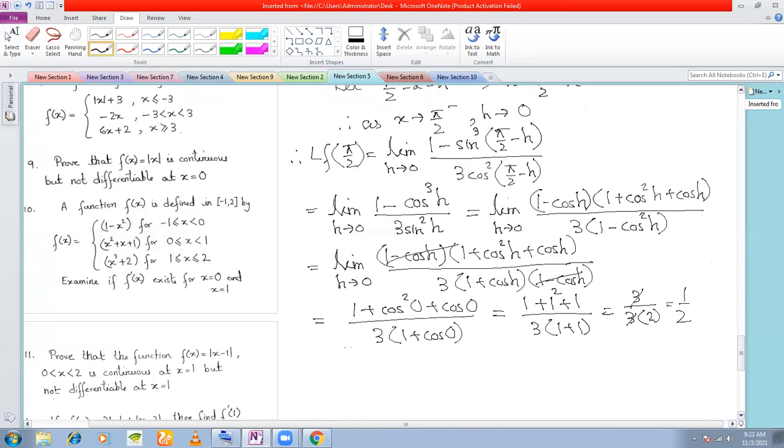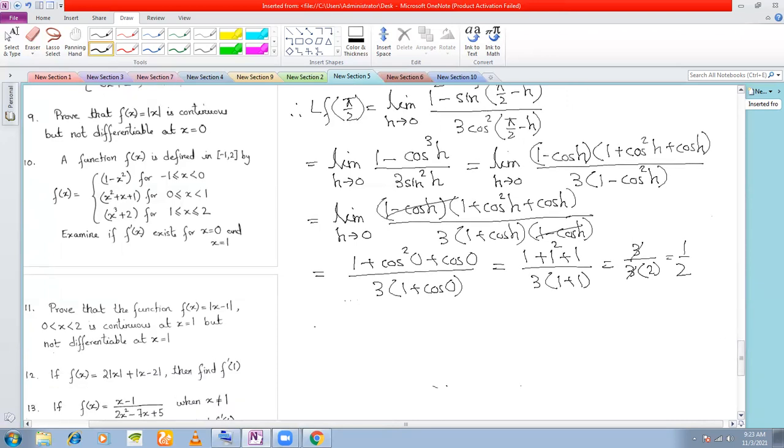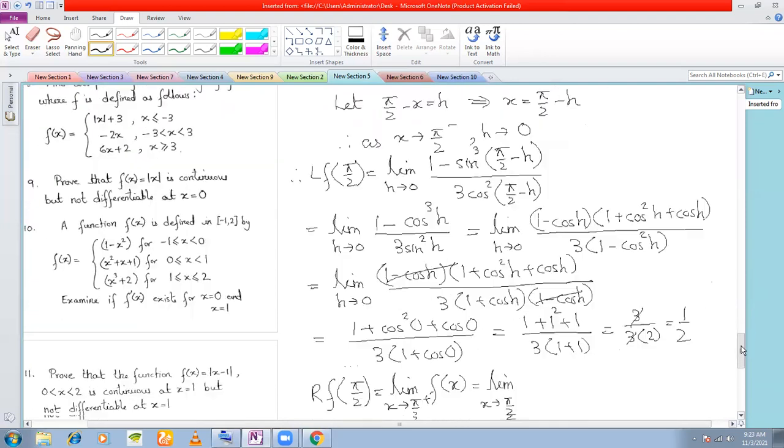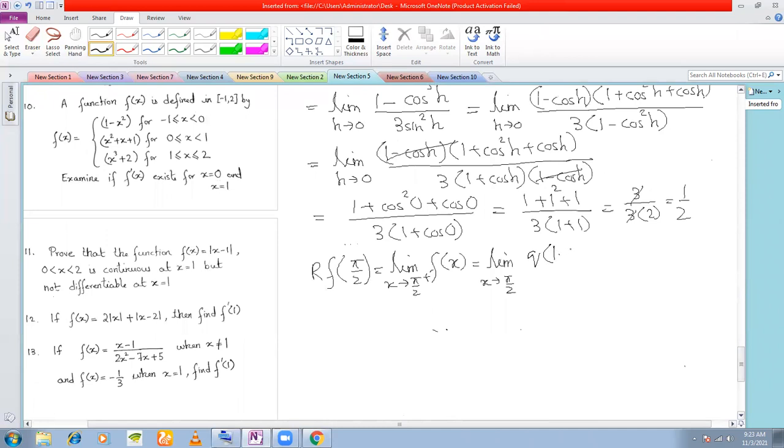Okay, so the value of the left hand limit is half. Now we proceed to find out the right hand limit. R f pi by 2 is equal to limit x tends to pi by 2 plus of f(x), which is equal to limit x tends to pi by 2 plus. And what is the value of f(x) for values greater than pi by 2? It is q into (1 minus sine x) divided by (pi minus 2x) whole square.